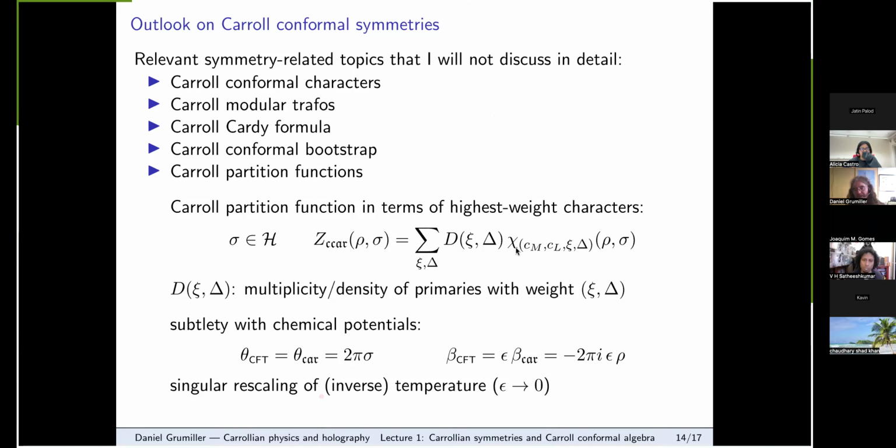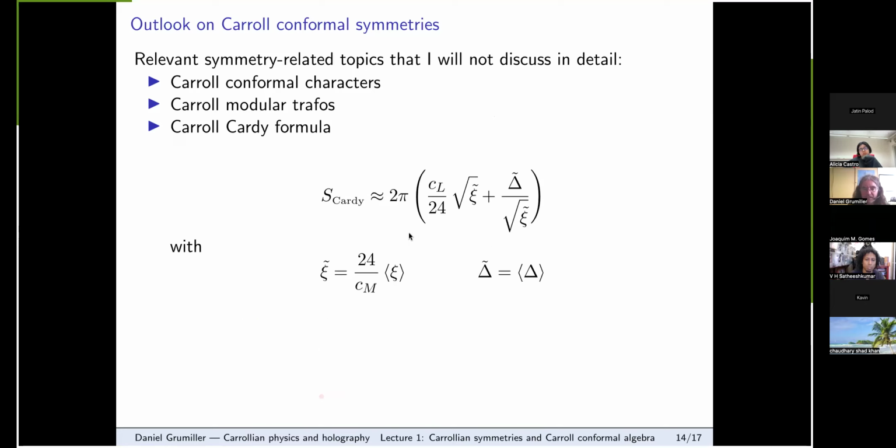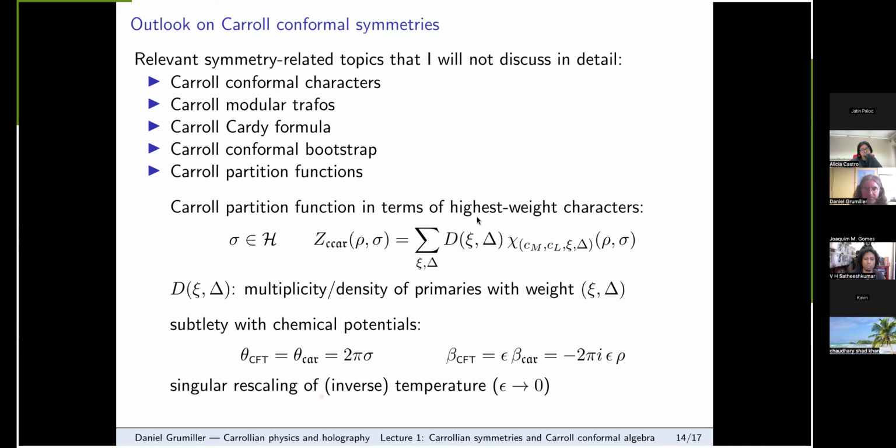And if that single primary that dominates your partition function is the vacuum primary, well, things get even simpler because the vacuum primary has very simple properties. So in that case, all you need to do is to calculate this prefactor here, and then you're done. So whenever you have this vacuum dominance, that's a very useful property because it allows you to calculate, for instance, things like this Cardy formula. That's a consequence of such a vacuum dominance. So that's one of the applications of vacuum dominance.